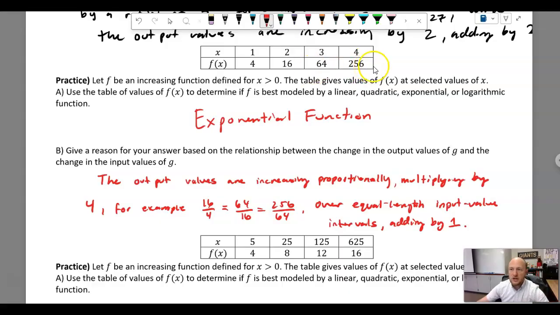And remember, the ratio is always any term divided by the term before it. And if you're ever confused, just go to the simplest example to try to justify that relationship in your mind. Like I'm multiplying by 4, I can see that, but how does a ratio look? Well, which one would give me 4? Is it 4 over 16, or is it 16 over 4? Just to help you justify that. So 16 over 4 is equal to 4, and then I just keep that pattern going. Over equal length input value intervals, and I specifically say adding by 1. I add that. College Board is being picky about that, okay?